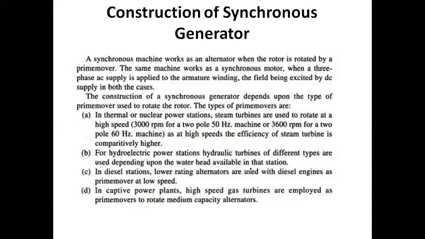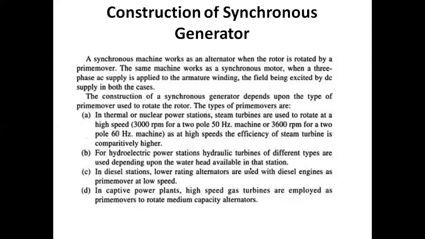The types of prime movers are as follows. In thermal or nuclear power stations, steam turbines are used to rotate at a high speed: 3000 rpm for a two-pole 50 Hz machine, or 3600 rpm for a two-pole 60 Hz machine, as at higher speeds the efficiency of a steam turbine is comparatively higher.